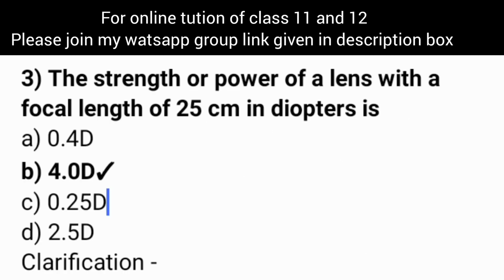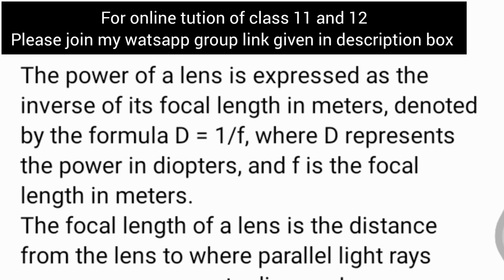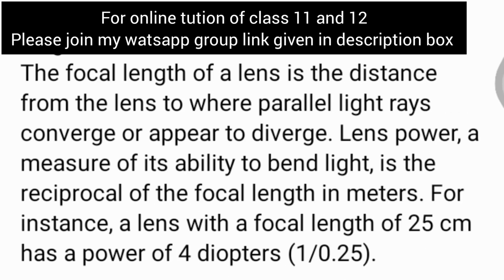Our question number 3 is, the strength or power of a lens with a focal length of 25 cm in diopters is, so our correct option is 4 diopter. Clarification, let's see our clarification. The power of a lens is expressed as the inverse of its focal length in meters, denoted by the formula D is equal to 1 by F, where D represents the power in diopters and F is the focal length in meters. The focal length of a lens is the distance from the lens to where parallel light rays converge or appear to diverge. Lens power, a measure of its ability to bend light, is the reciprocal of the focal length in meters. So a lens with a focal length of 25 cm has a power of 4 diopters, because D is equal to 1 by F.